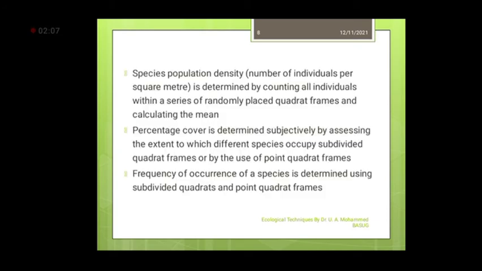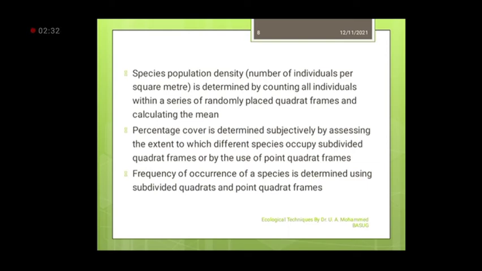Now, various approaches are used to determine the representation of species within an area. Species population density is one of those approaches, which is the number of individuals per meter square. It is determined by counting all individuals within the square of a randomly placed quadrat frame and calculating the mean. Then we have percentage cover, which is determined subjectively by assessing the extent to which species occupy subdivided quadrat frames, or by the use of point quadrat frames.